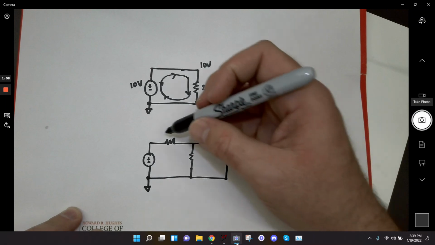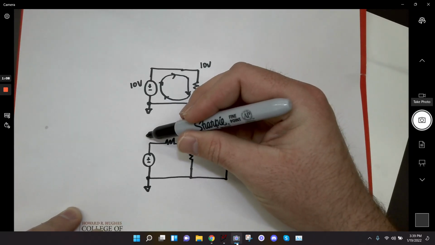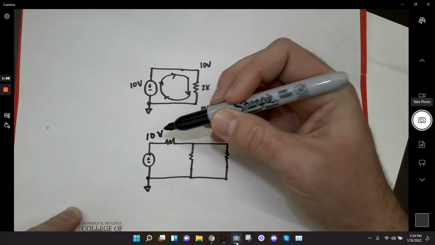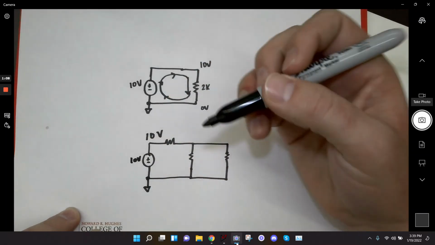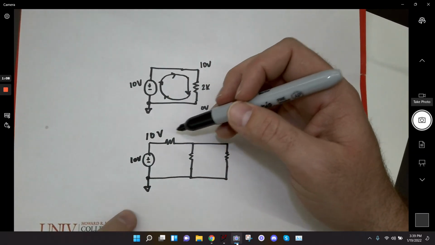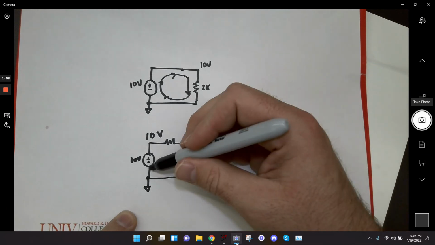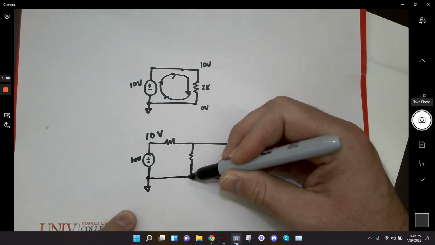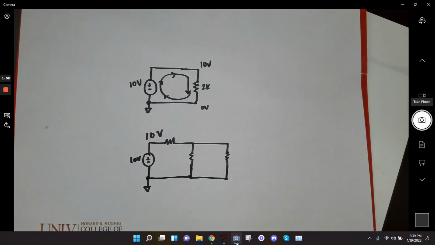So in this case, I would have 10 volts here. Well, let's call it a 10-volt battery. And this is all 0 volts. So in circuits, let me switch markers.